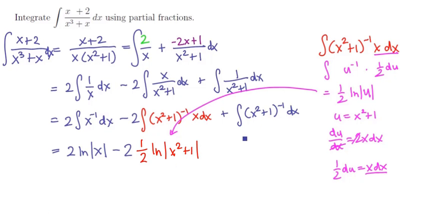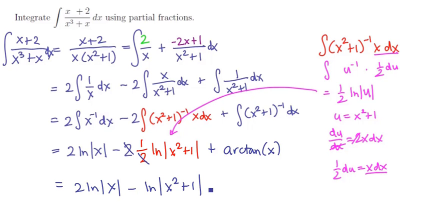Now we'll take care of that last piece. That last term is actually on the basic 20. That's just the derivative of the arctangent function. And so here we have our antiderivative. Let's cancel those 2's and clean it up. We have 2 times the natural logarithm of the absolute value of x minus ln of the absolute value of x squared plus 1 plus the arctangent of x. And we'll tack on a plus C, and we're done.